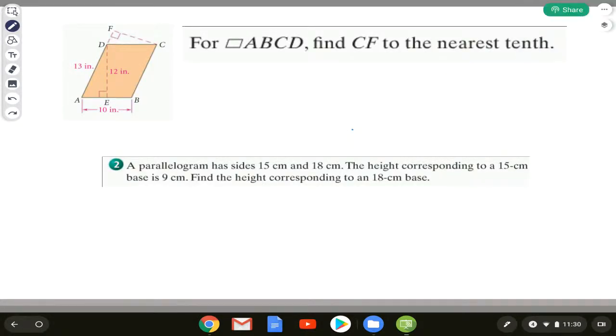Okay, so now this one's a little bit different. We've got a parallelogram drawn here on the left, and we have several different kinds of information. We have both sides. The bottom side is 10 inches, the left side is 13 inches, and we have an altitude drawn in, 12 inches. What they're asking me, though, for parallelogram ABCD, is to find CF to the nearest tenth. So we're trying to find this side CF. All right, so what I'm going to do is first find the area using the base that has the altitude drawn to it. So I'm going to use 12 as my height and 10 as my base.